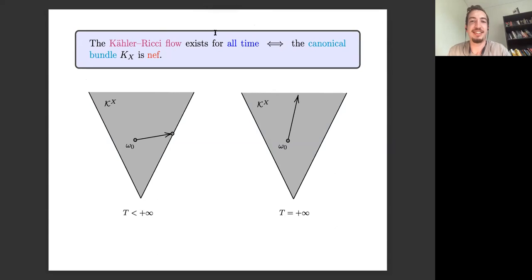Okay. So here's a nice little picture, and what we also observe is that the long time existence of the Kähler-Ricci flow is equivalent to a cohomological condition. It's equivalent to the canonical bundle being nef. And again, we'll see in the proof of the Wu-Yau theorem that we are yet to discuss that this is what really allows you to set things up. And that's a problem in the Hermitian setting, because you don't really have this cone and things to deal with.